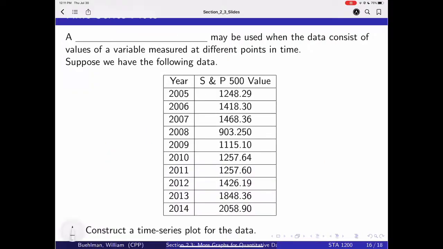Time series plots. So a time series plot may be used when the data consists of values of a variable measured at different points in time. So suppose we have the following data. For the S&P 500, here are some values at different years. I want to construct a time series plot for this data, which we will show in the next slide.